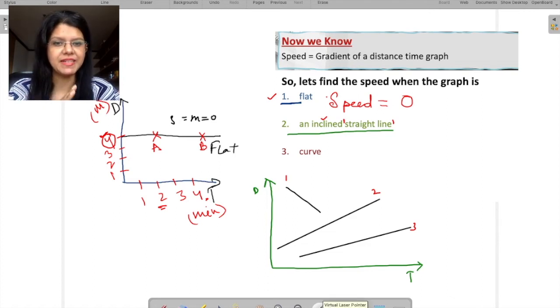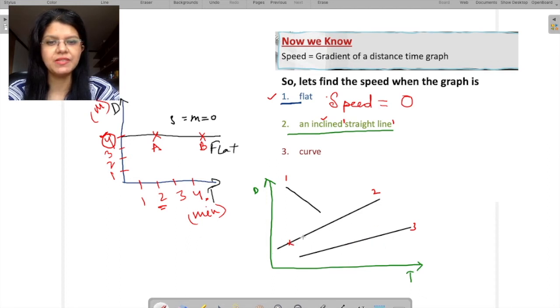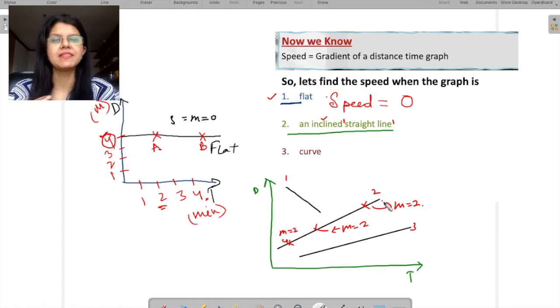And from a maths understanding, we know a straight line has a constant gradient. A straight line has a constant gradient at all the points. No matter which point you take on a straight line, the gradient is the same. Say that the gradient value here is 2 at this point. The gradient value at this point will also be 2. The gradient value at this point will also be 2. The magnitude of the gradient on a straight line is fixed at any point on the straight line.